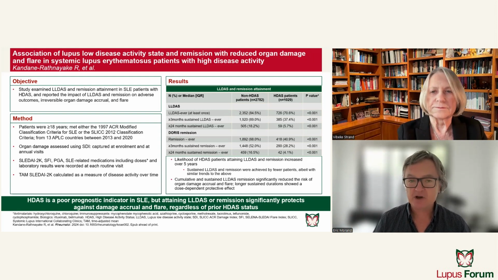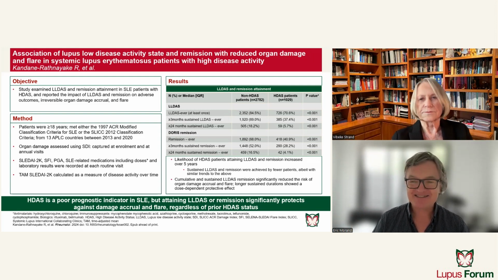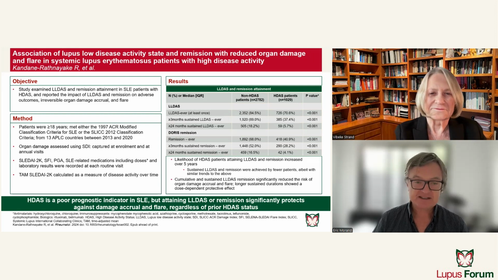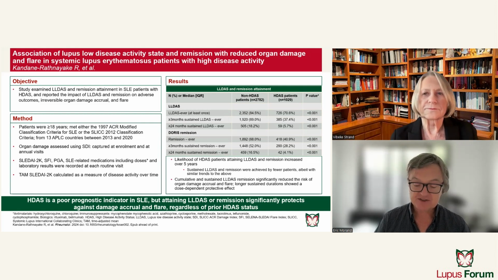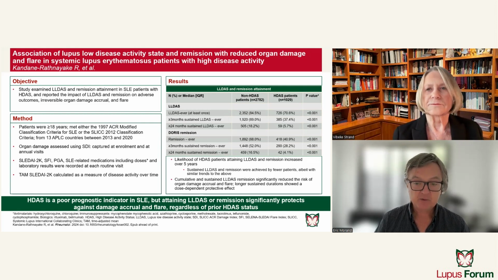And that's really the major finding of this study, which shows that people who started with high disease activity, who ever attained low disease activity, actually had a 50% reduction in the risk of damage accrual. People who attained low disease activity for 50% of time had a 50% reduction in damage accrual. And people who had at least 1 year of sustained low disease activity had a 78% reduction in damage accrual. And the numbers for remission were similar, slightly better, in fact. Reductions in damage accrual and flare were similarly seen.